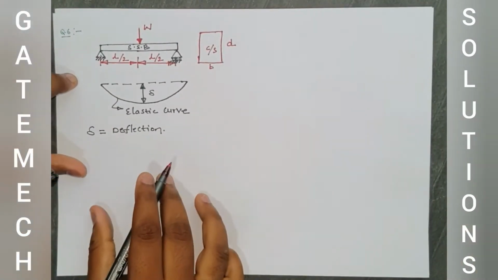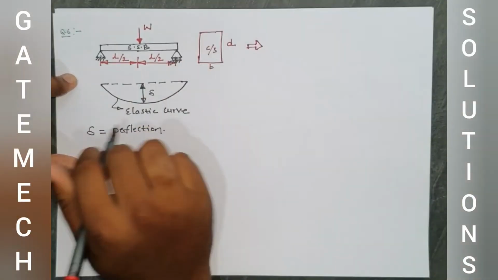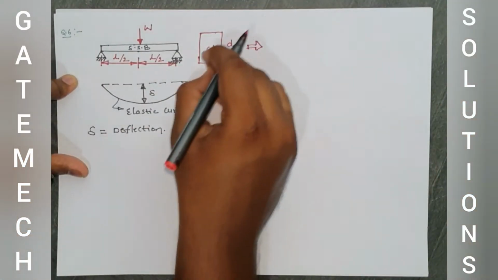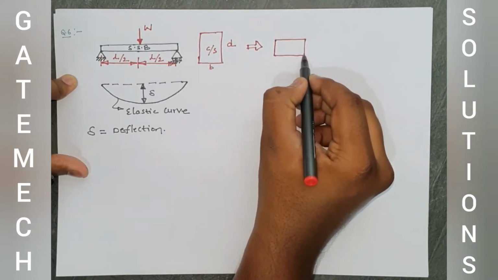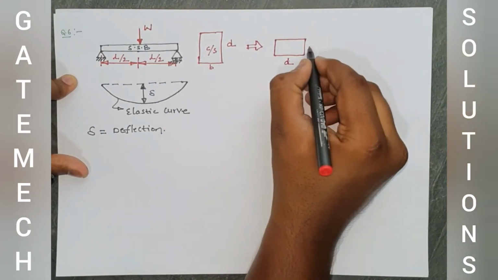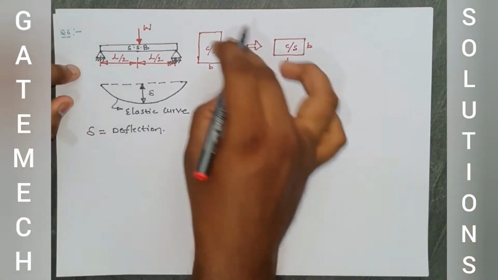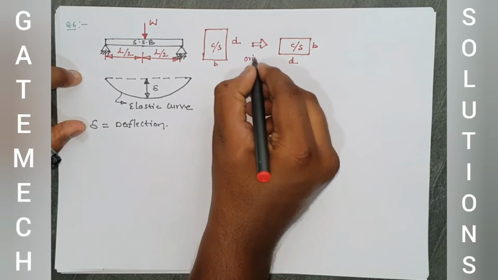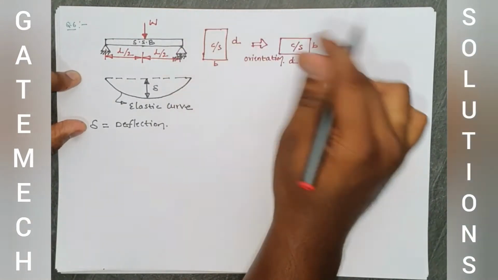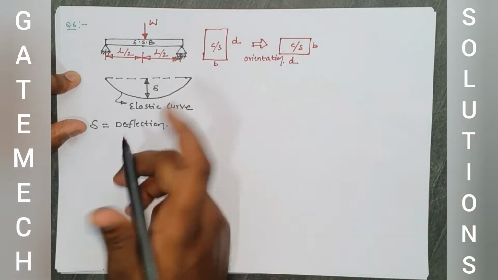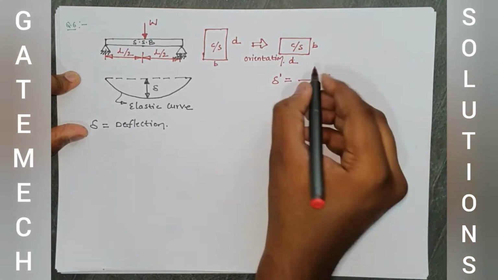The point is, if the cross section of the beam is interchanged, the dimensions are interchanged. Interchanged means the dimension D is in horizontal position, the dimension B will be in vertical position. There is no change in magnitude of cross section, but there is a change in orientation. So if you change the orientation of the cross section, then what will be the deflection of the beam in terms of delta, we need to calculate.